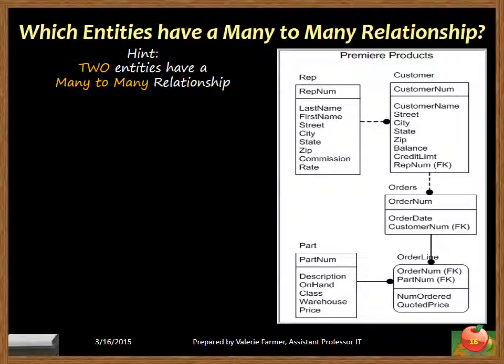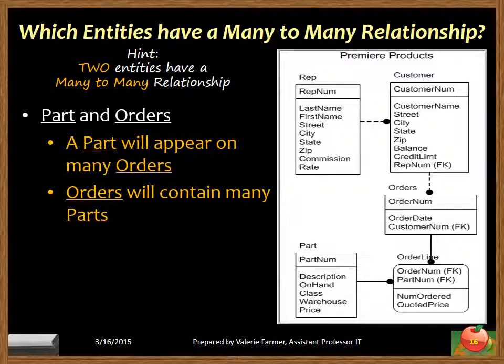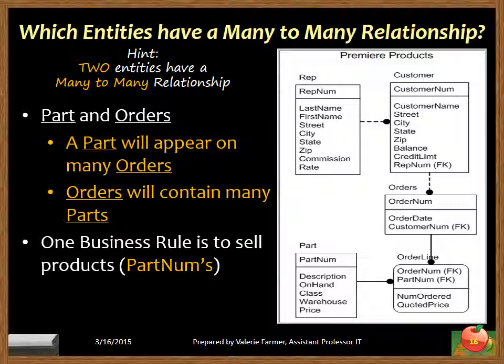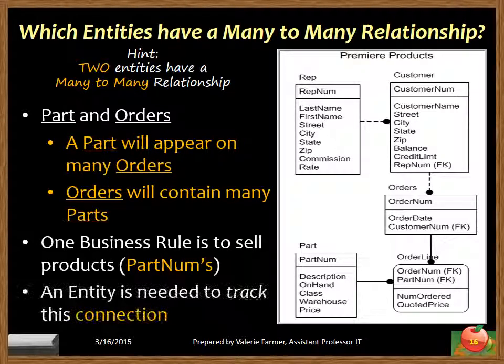Which entities have a many-to-many relationship? There are two entities that have a many-to-many relationship, and it really is based on the business rule. Parts and orders. A part will appear on many orders. Orders will contain many parts. One of the business rules for this company is to sell products, and those products are uniquely identified by part numbers. An entity is needed to track this connection, the fact that a part will appear on many orders and orders will contain many parts.